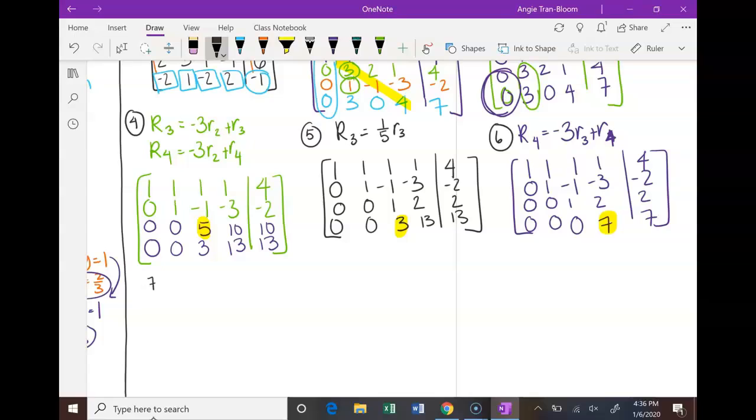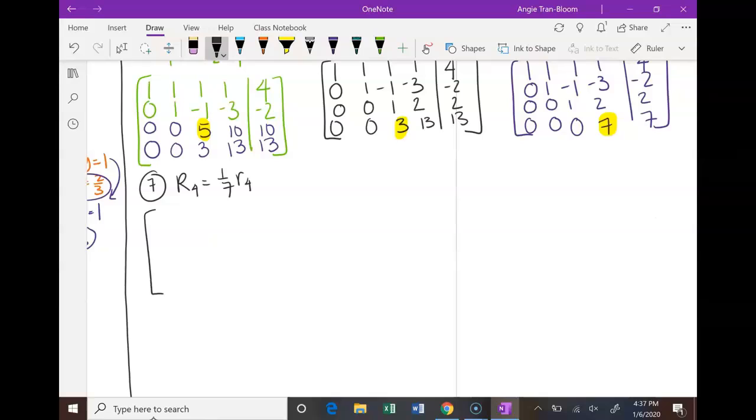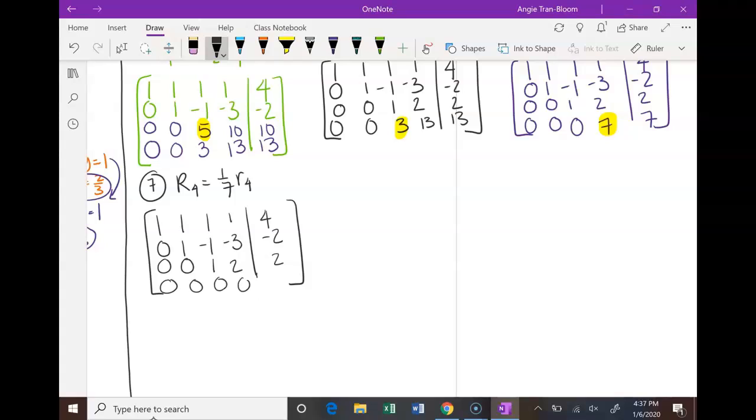So that's my matrix number 7. We are going to change row 4. To get that to a 1, we multiply row 4 by 1/7. That means the first 3 rows did not get changed. 4, 0, 1, -1, -3, -2, 0, 0, 1, 2, and 2, 0, 0, 0, 0. I'm sorry, not 0, 1. 1/7 times 7 is 1, and then 1. Okay. So here's where we are at.